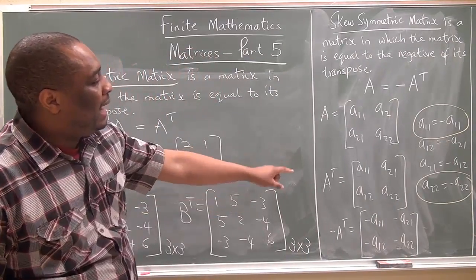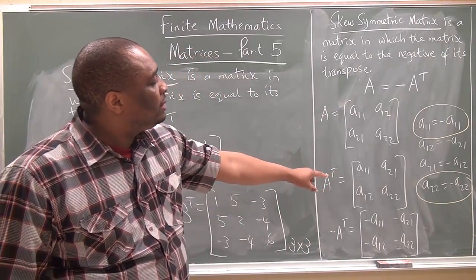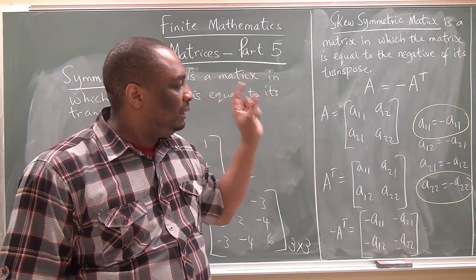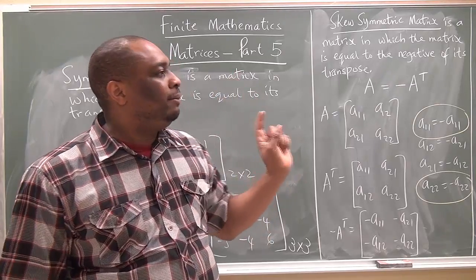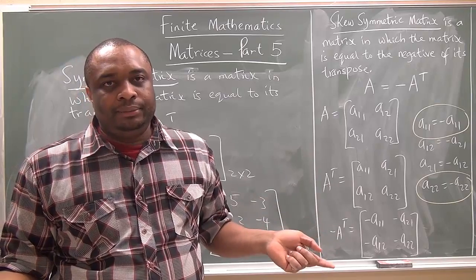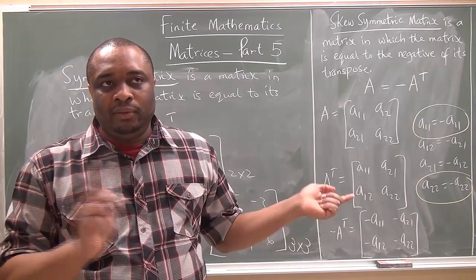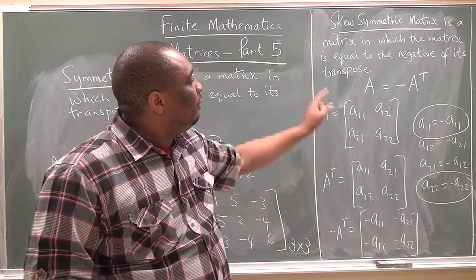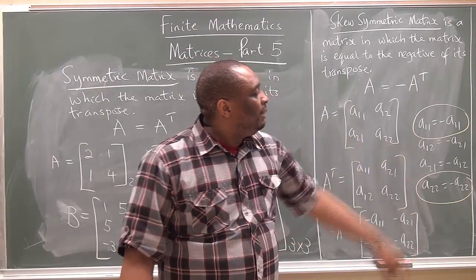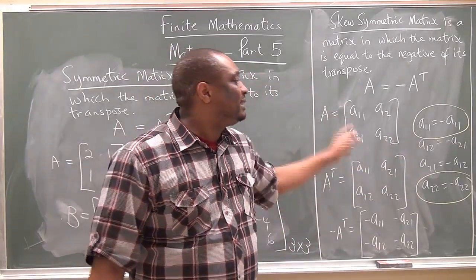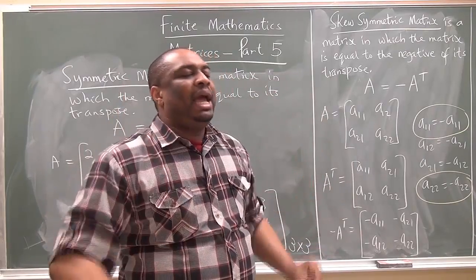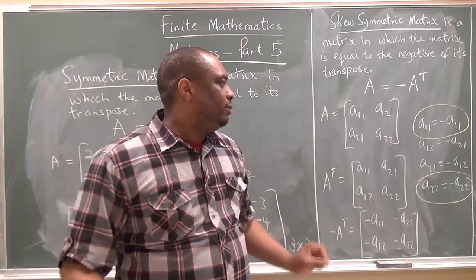Elements along the principal diagonal. If you look at those, tell me a number in which the positive value of that number is equal to the negative value of that number. It is only zero. Zero does not even have positive or negative. But for this to be satisfied, A11, A22 must be equal to the negative of that. That means it must be zero. So for a skew symmetric matrix, the principal diagonal elements must be zero.